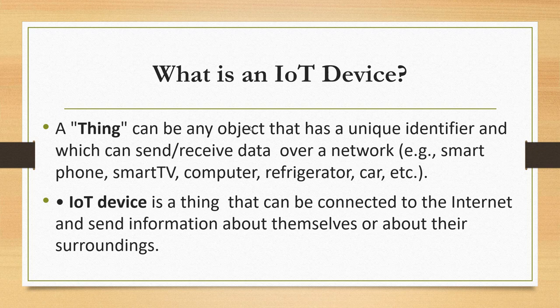or about the environment. So, from this definition, we can infer that an IoT device must have a network connection, it must have sensing capabilities, and it must have the capability to communicate the data collected with other devices.